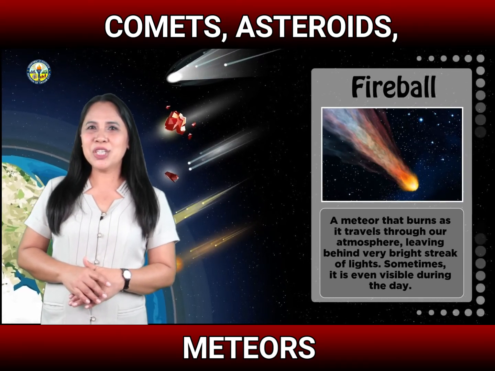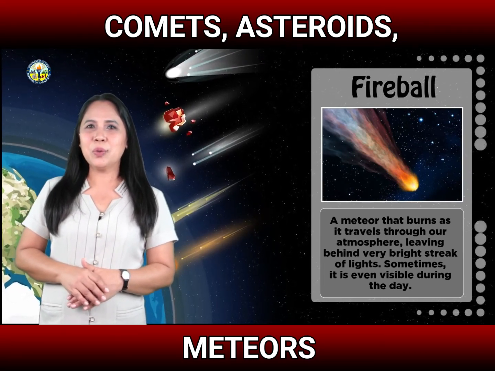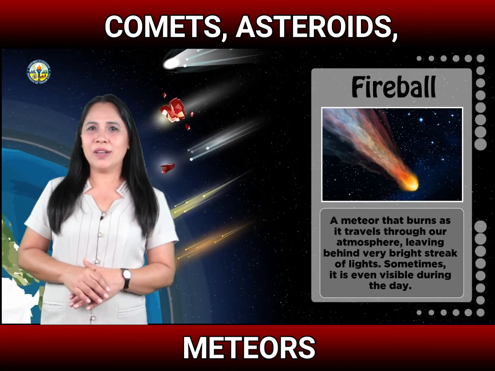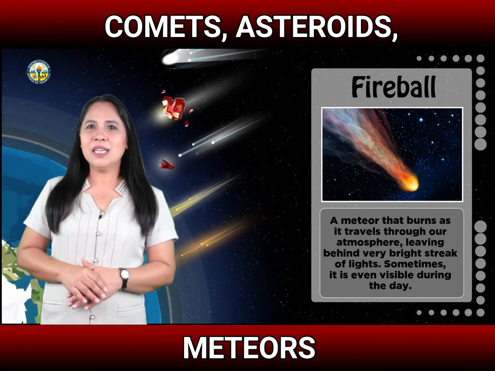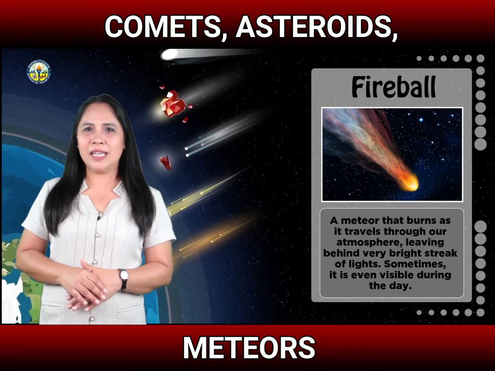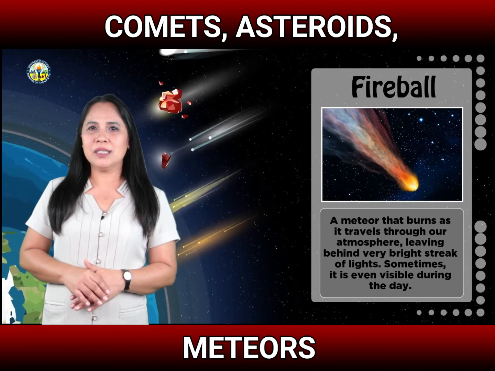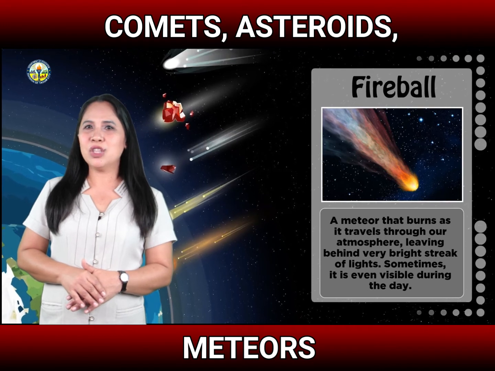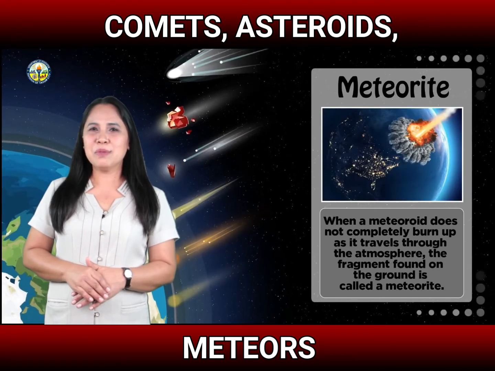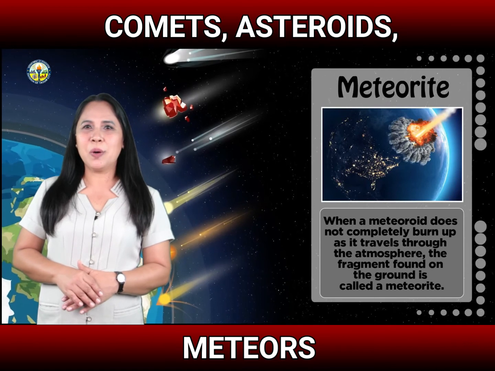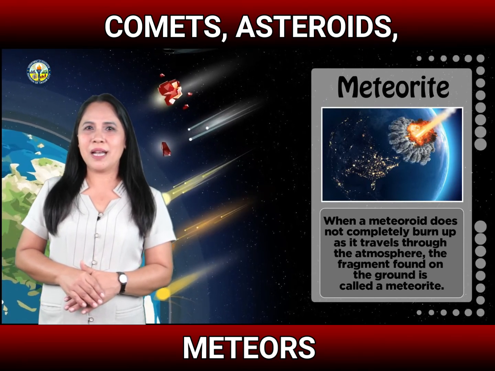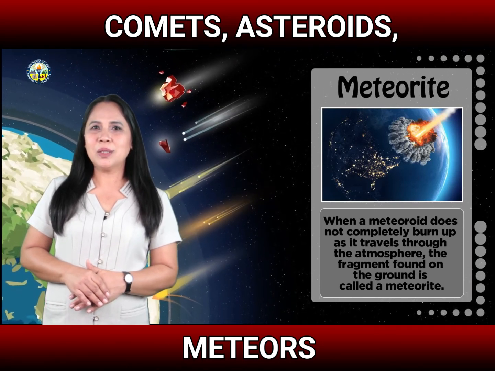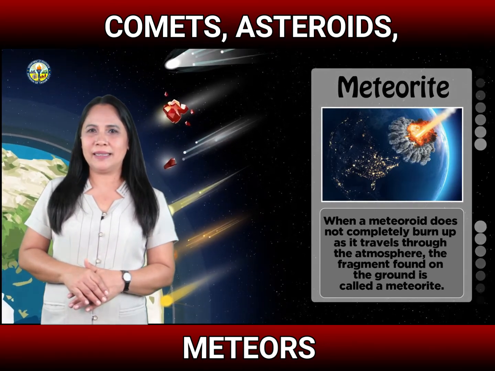Fireball. A meteor that burns as it travels through our atmosphere, leaving behind very bright streaks of light. Sometimes, it is even visible during the day. This rare phenomenon is the result of a meteoroid that is larger or denser than usual. Meteorite. When a meteoroid does not completely burn up as it travels through the atmosphere, the fragment found on the ground is called a meteorite.